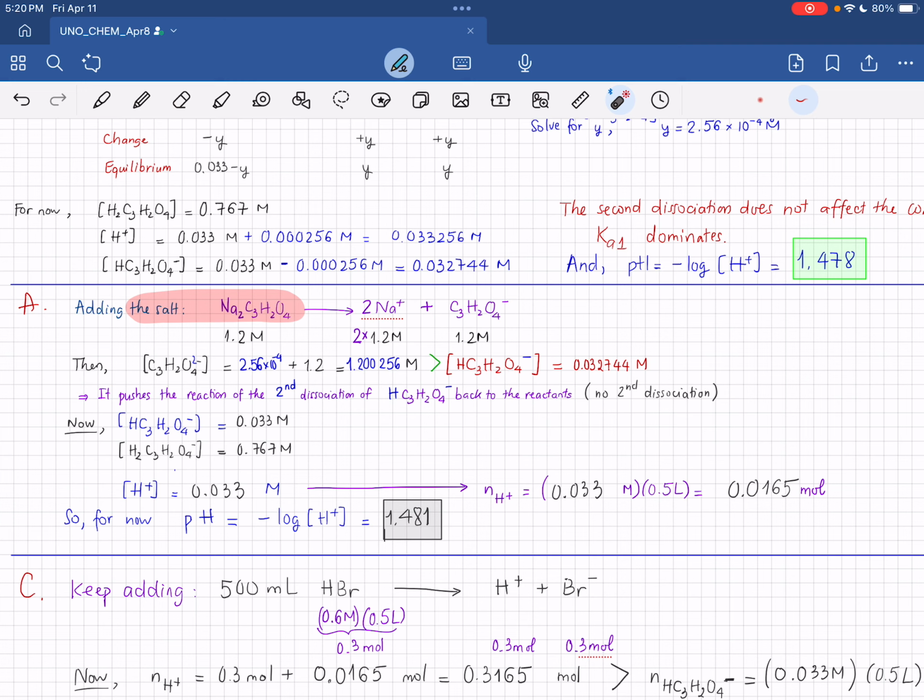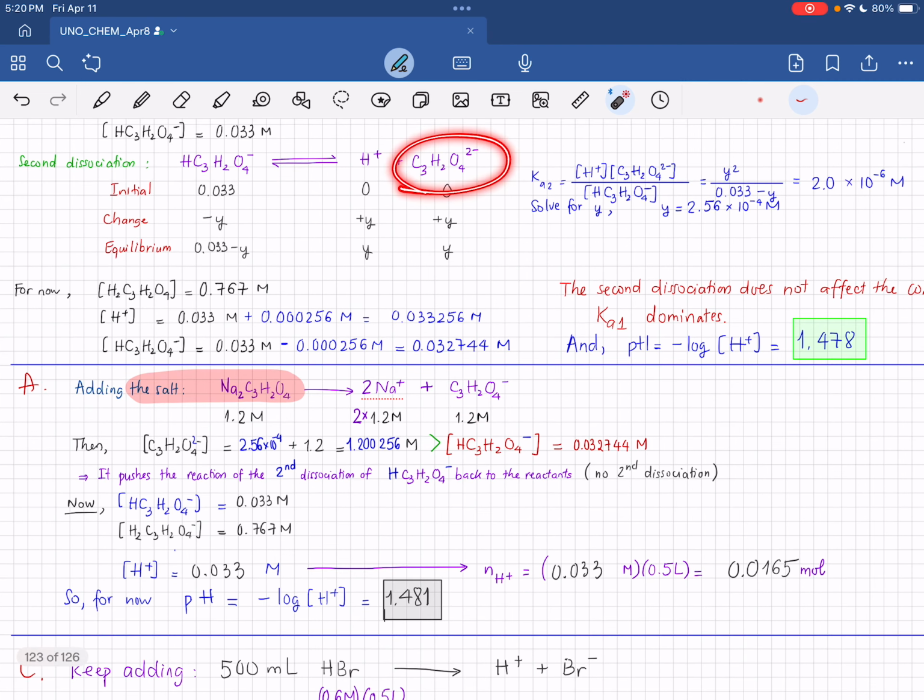Now this one added together with what we have from the second dissociation of the acid before, it will be high again, right? It's again larger than the reactants, so it will push the reaction of the second dissociation back to the reactant. So basically there's no second dissociation anymore. For now, all of them stay in the form of hydrogen malonate here, and this is the amount that got dissociated from the original acid.